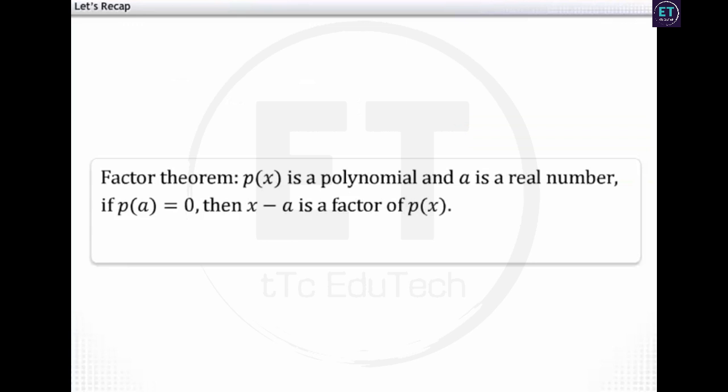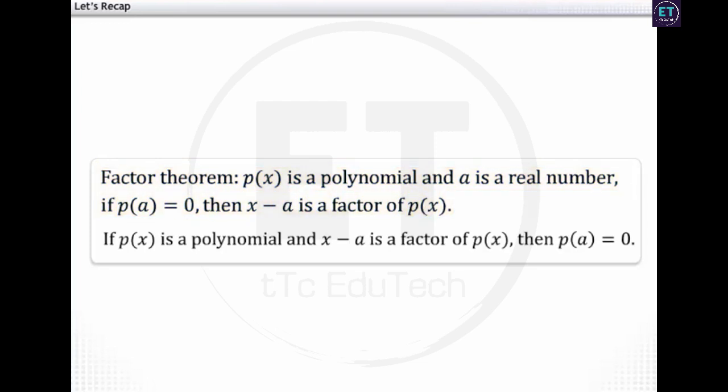Let's recap. The factor theorem states that p of x is a polynomial and a is a real number. If p of a equals 0, then x minus a is a factor of p of x. The converse is also true.